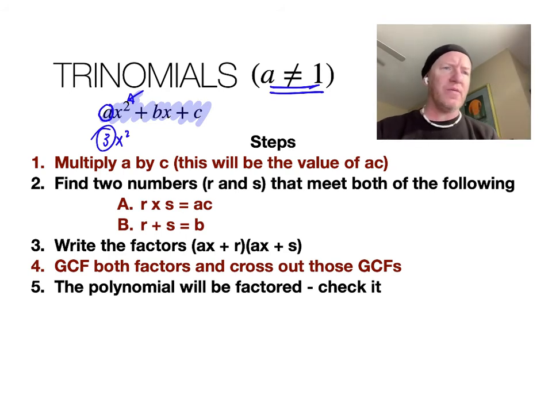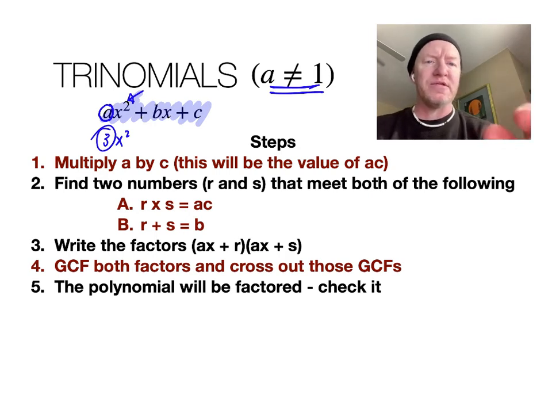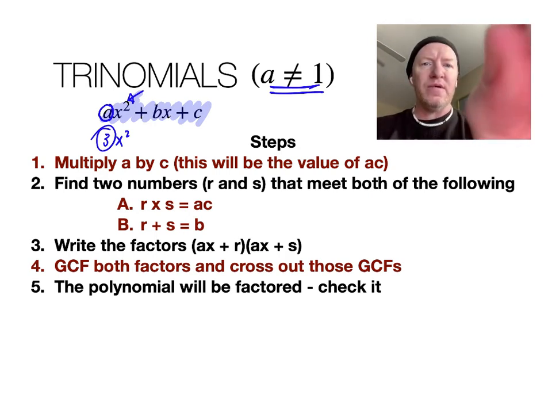If you remember yesterday, what we had to do is we wrote down the value c, and then we looked for those two numbers, r and s, that met two conditions. Today we really just have to add two more steps to this little algorithm we have, this little process to factor our polynomials. So let's look at the first thing we're going to do. The first thing you have to do is multiply the a value by the c value.